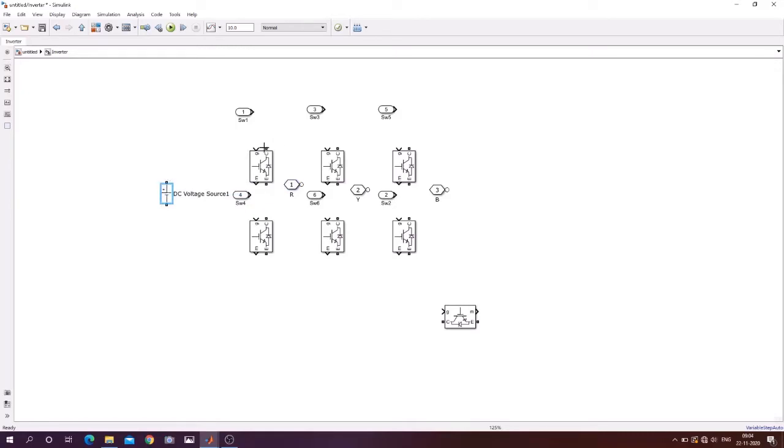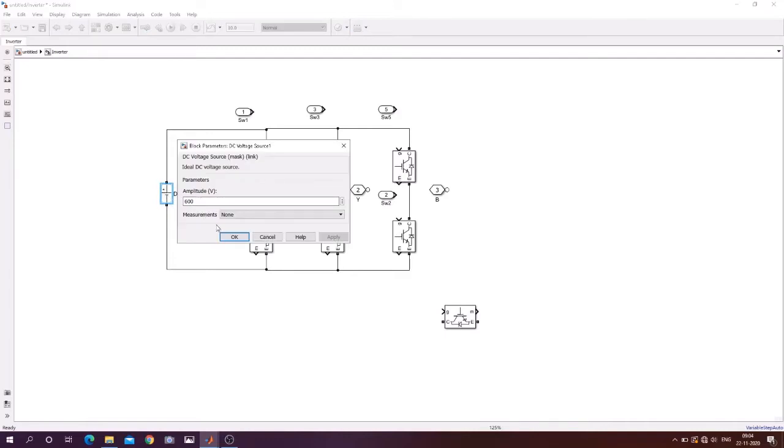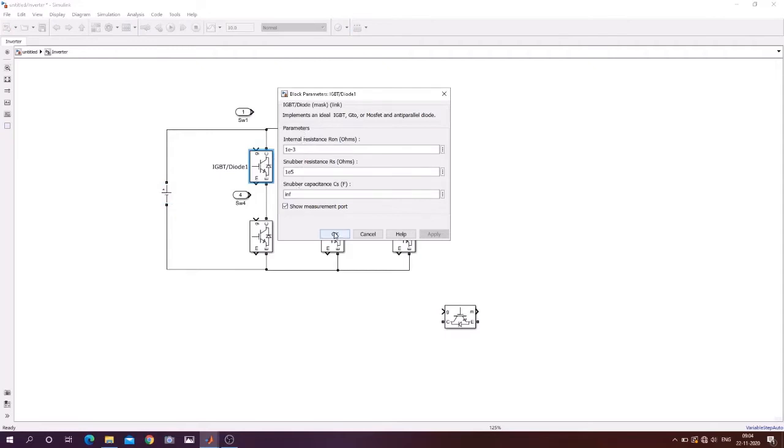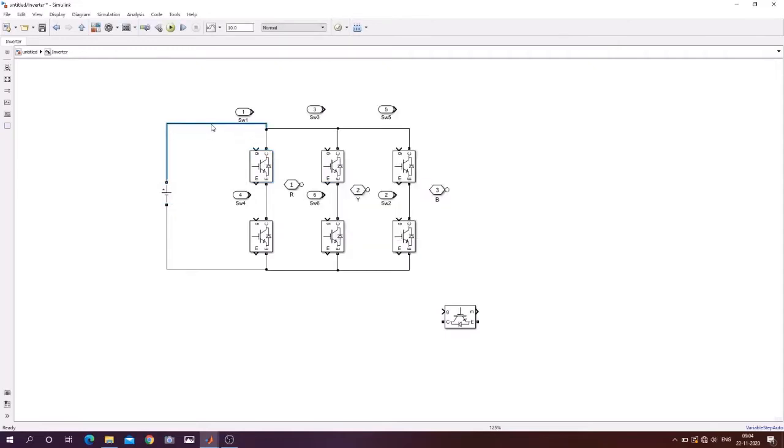For the inverter we will connect the switches first. So this will be connected over here. So the switches are connected. Now we will connect the DC supply. We put the DC supply voltage as 600 volt, and here we have not made any changes. Whatever is there is there. And then we will give the gate pulses.